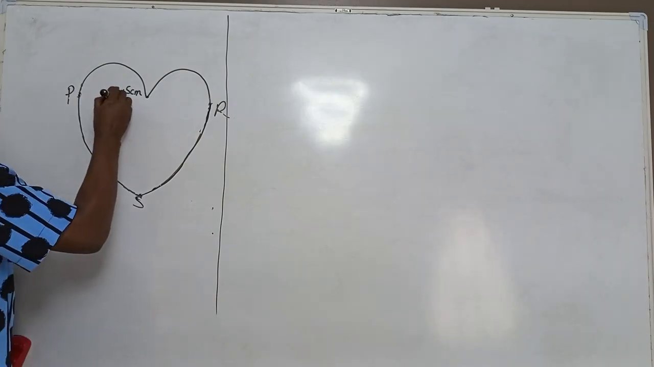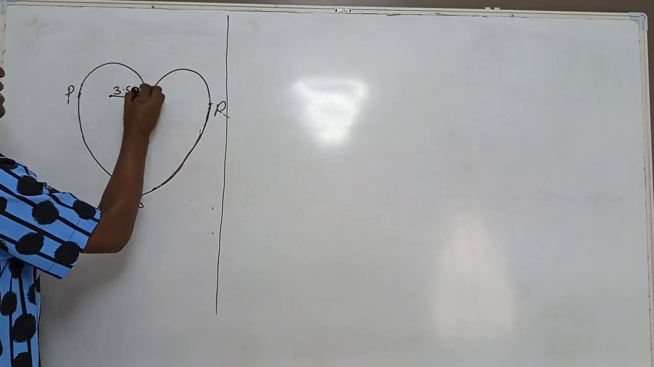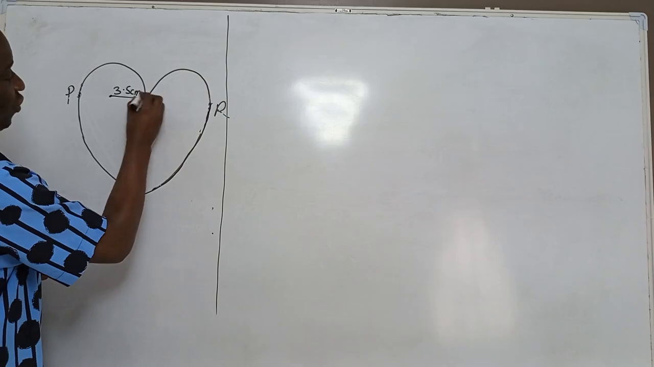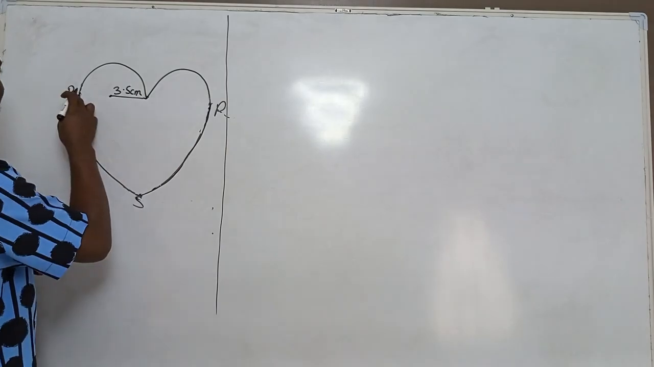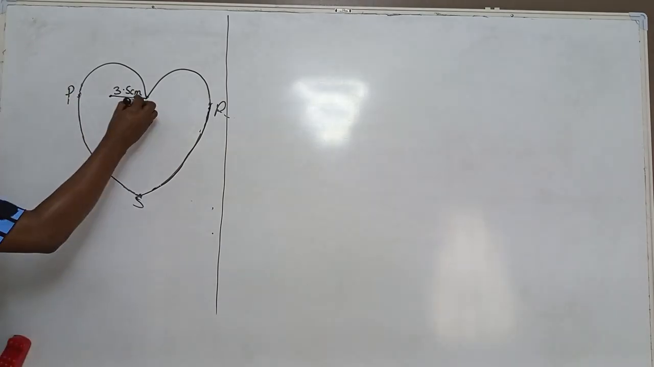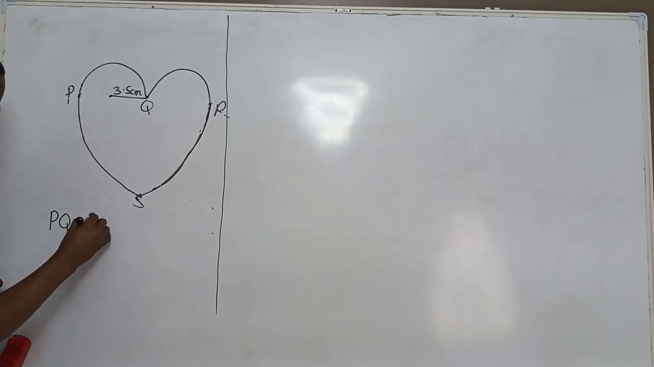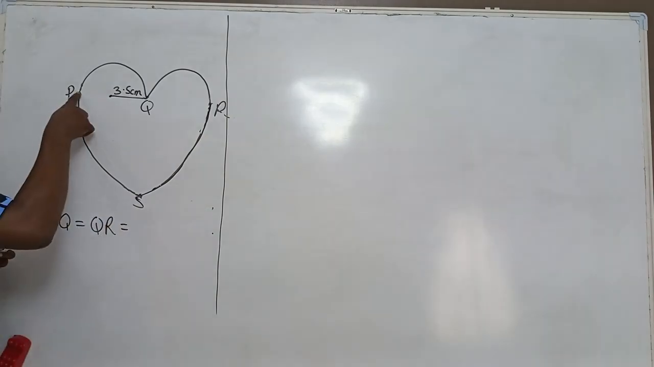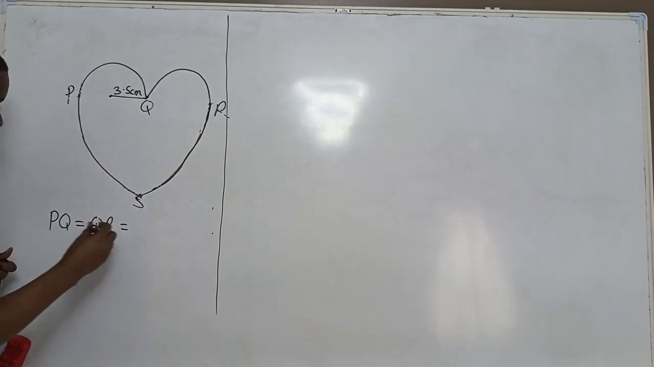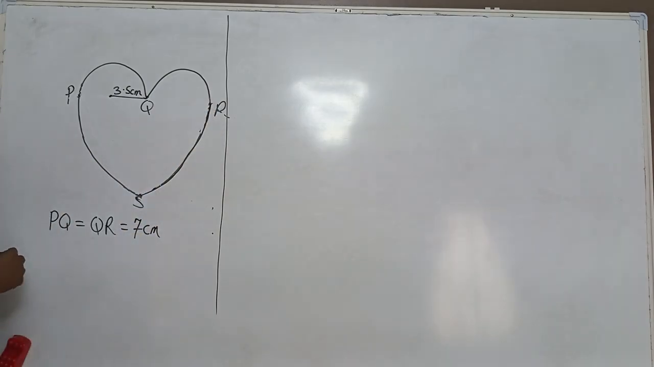Now, if you check from here to this place, what is given is 3.5. This is a semicircle, a smaller semicircle with radius 3.5. The other semicircle has the same radius, from P to Q, and Q to R. That means from P to Q is 7 centimeter, and from Q to R is also 7 centimeter.